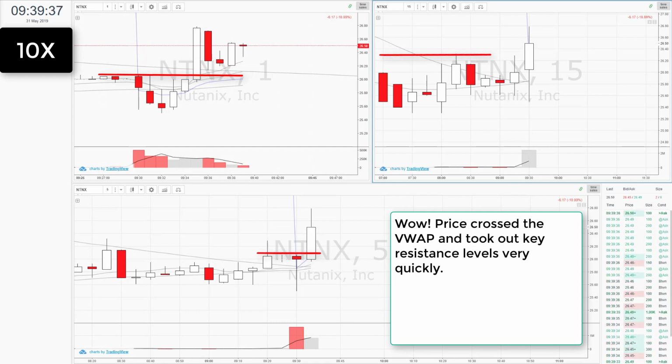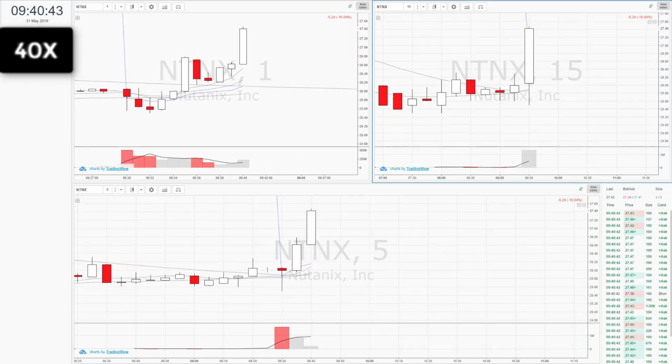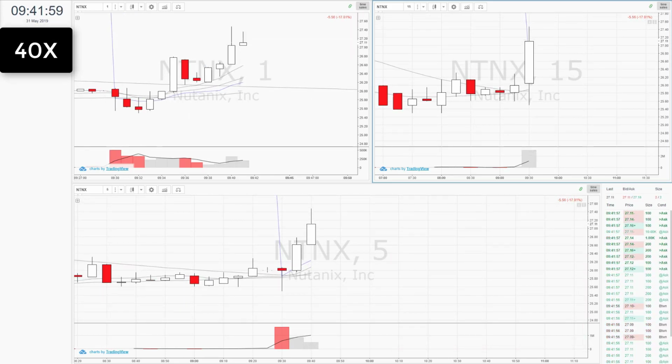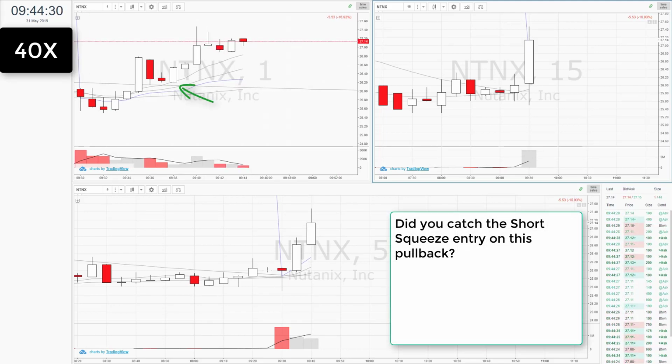Wow, price crossed the VWAP and took out key resistance levels very quickly. Did you catch the short squeeze entry on this pullback?